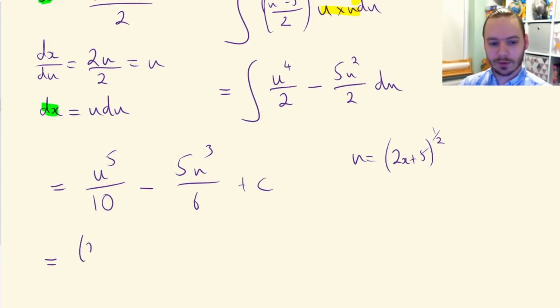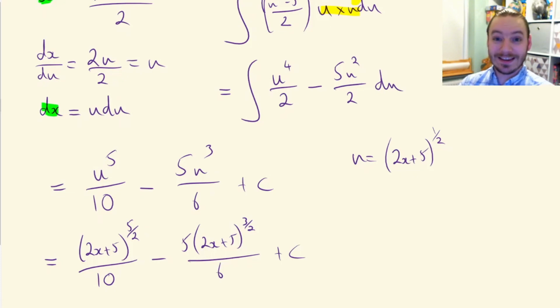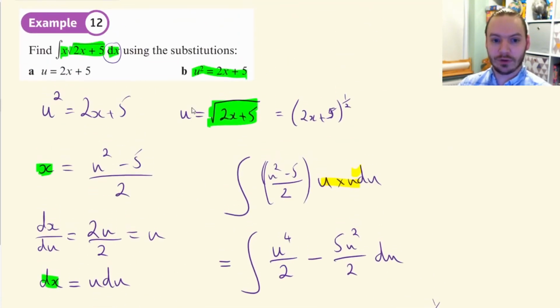So I'm going to end up with 2x plus 5 to the 5 over 2, because we multiply when we do a power to a power, over 10, minus 5 lots of 2x plus 5 to the 3 over 2, over 6, plus some constant. And this is exactly the same result we got from the first substitution. It looks exactly the same. So we've got two different alternatives, and it's up to you which one really is easier. I think to some extent the second one is a little easier to tackle, because I don't have any of the fractional indices until the very end of the process. But they're fairly similar in scope.